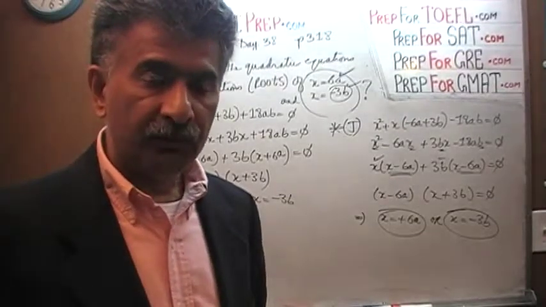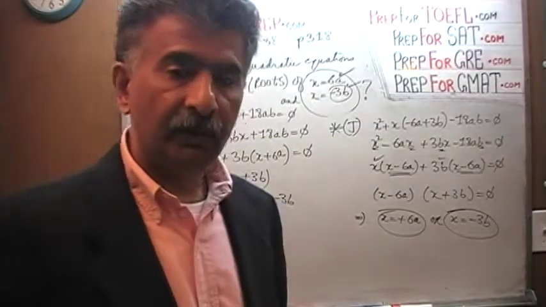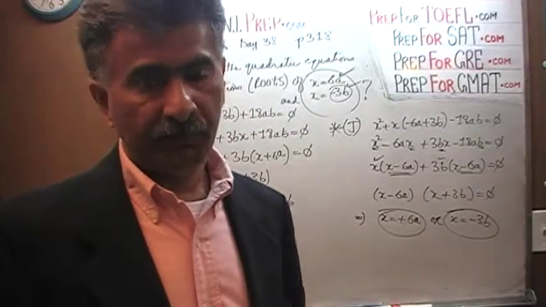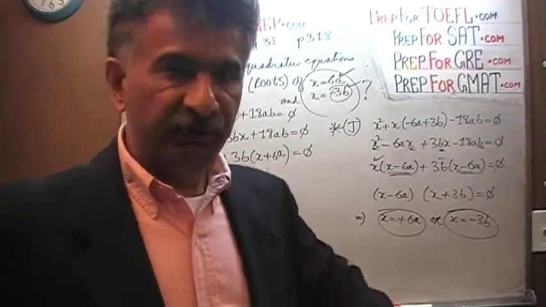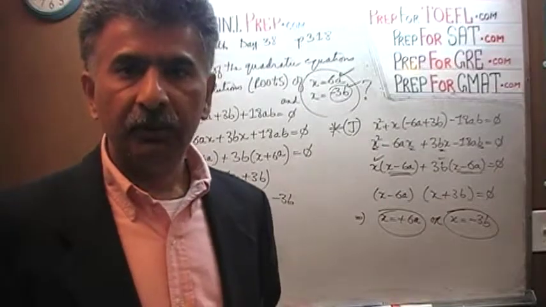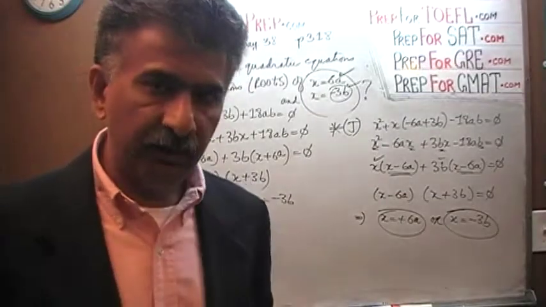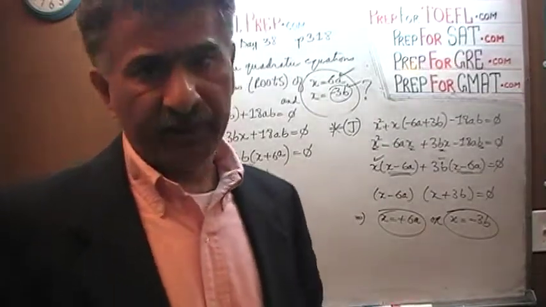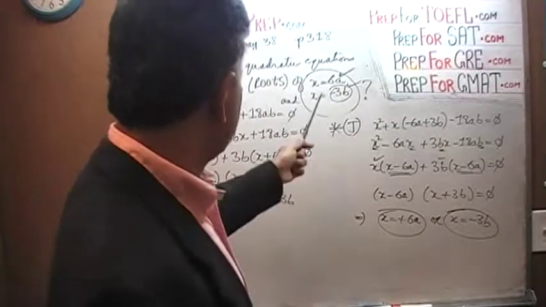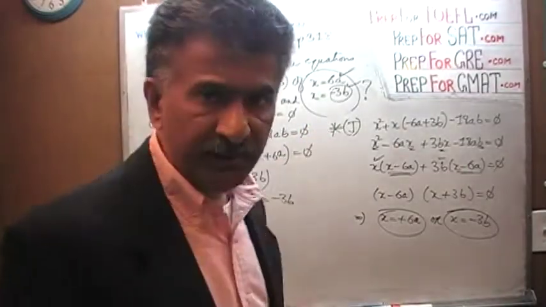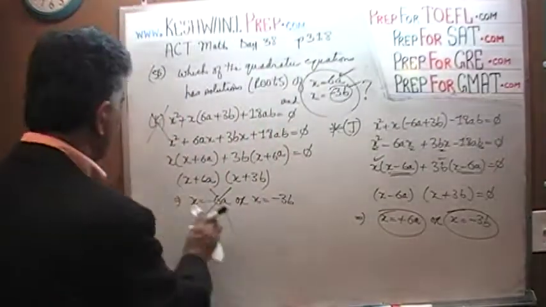Another way we could have approached the question is to simply ask ourselves what is the right answer. Forget about what the answer choices are. Let's just find the right answer ourselves. Let's not check the answer choices one by one. Ask ourselves what is the right answer for a scenario where the roots have to be 6a and negative 3b. But that's very straightforward, very simple. Here's what it is.